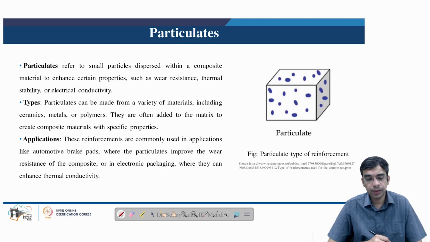Particulates are small particles dispersed in the composite material to enhance specific properties like wear resistance, thermal stability, and electrical conductivity. Particulates can be made from various types of materials, including ceramics, metals, and polymers. They are often added to the matrix to create composite materials with specific properties. This type of particulate reinforcement is commonly used in applications like automotive brake pads, where particulates improve the wear resistance of the composite, and electronic packaging, where they can also enhance thermal conductivity.